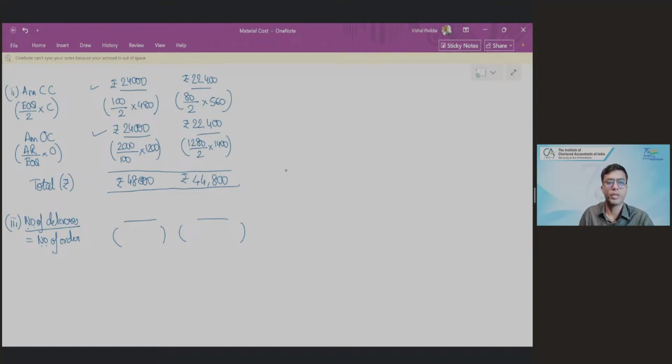So number of deliveries means number of orders, number of times you will place an order, and it is AR upon order size. Here the order size is EOQ. So I'm writing AR upon EOQ. Aishwarya is asking, sir, 1280 upon 80 into 1400 is annual ordering cost.